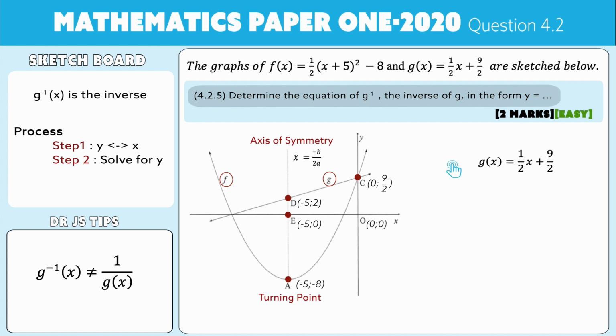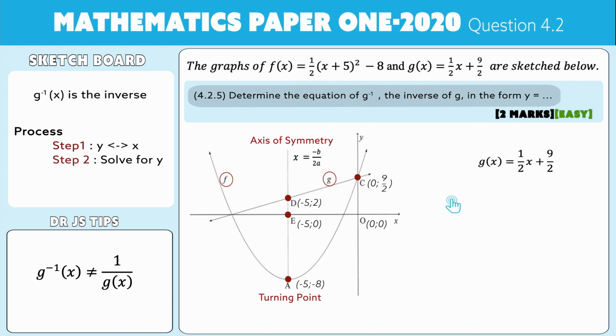You interchange your x and your y value. That's what that means. Your x becomes a y, your y becomes an x. That's the first step in the process. The second step is to solve for y. And then you have your inverse in the form y equals something. Okay, let's see how we do that.